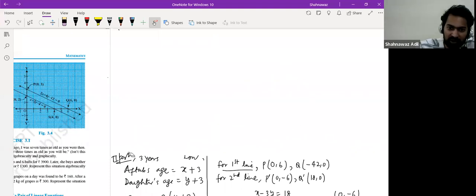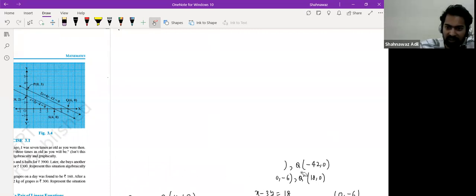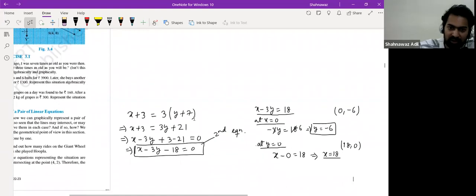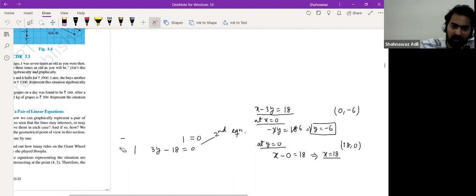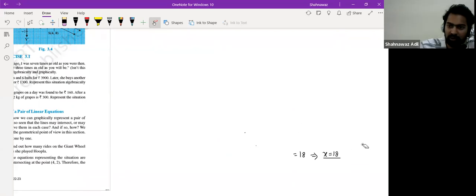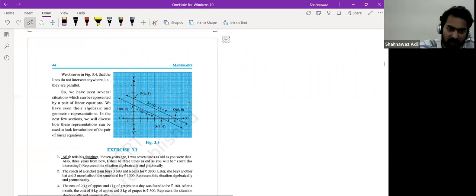Okay, so you understood now that there are two representations. One is the algebraic one, and the other one is the graphical one, right? Yes, sir. Okay, so let's do the second question. The coach of a cricket team buys 3 bats and 6 balls for Rs 3900. Later she buys another bat and 3 more balls of the same kind for 1300. Represent the situation algebraically and graphically.